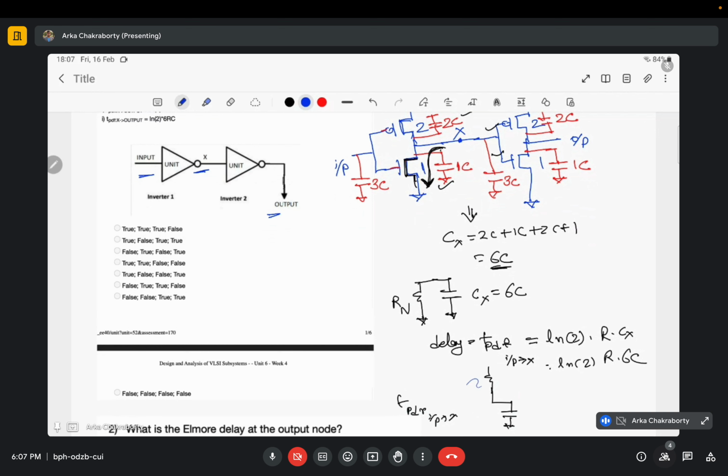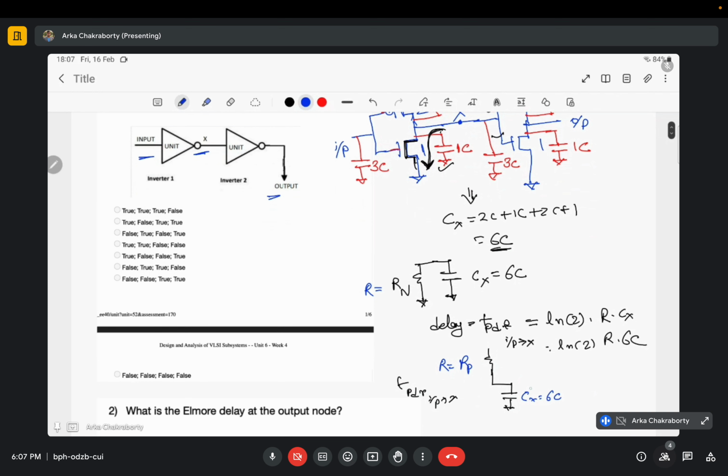Here it would be R of PMOS, and here it would be Cx, which equals 6C, right? So R of PMOS equals R of NMOS, because W of P is twice, so mobility is half, so we'll get the net resistance as the same. So if I take Rp equals Rn equals R, I have taken Rn, Rp and R to be equal because they will be equal, right?